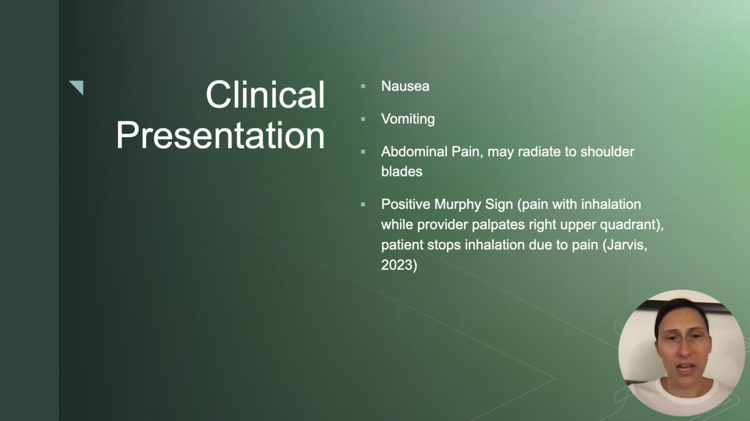Positive Murphy sign is when the provider is palpating the right upper quadrant. They're going to ask the patient to take a deep breath in, and often the patient stops the inhalation due to the intense pain when they're palpating the right upper quadrant, and that indicates positive Murphy sign.